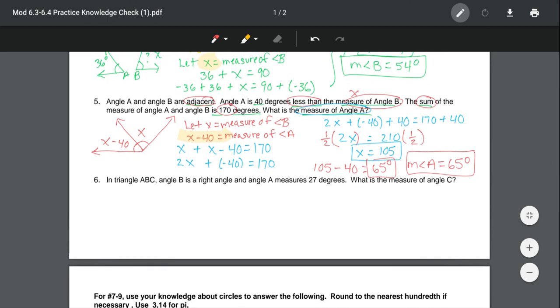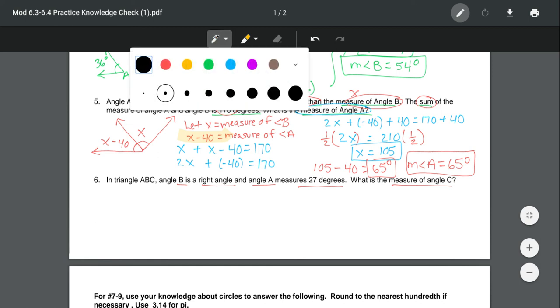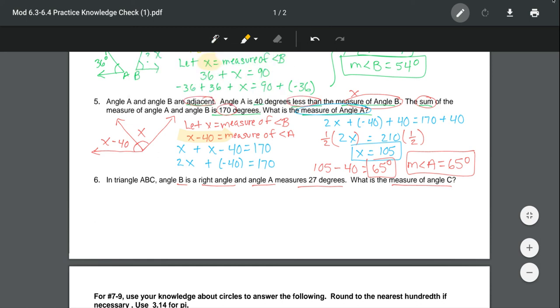Okay. In number 6, you have a triangle ABC. Angle B is the right angle, and then angle A measures 27 degrees. What is the measure of angle C? So you can sketch a diagram. So sketch a right triangle, and then angle B is the right angle. So I'm going to label my right angle as B. Then I have the rest, I'm going to call them A and C, the other two angles. The acute angles are A and C.